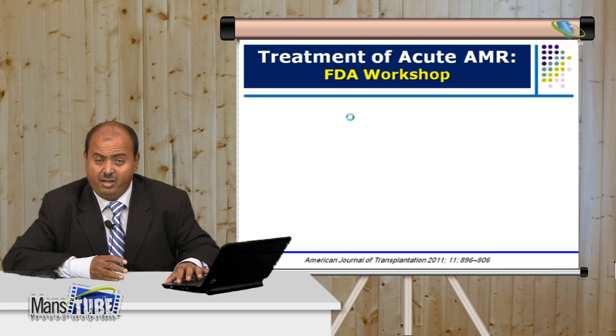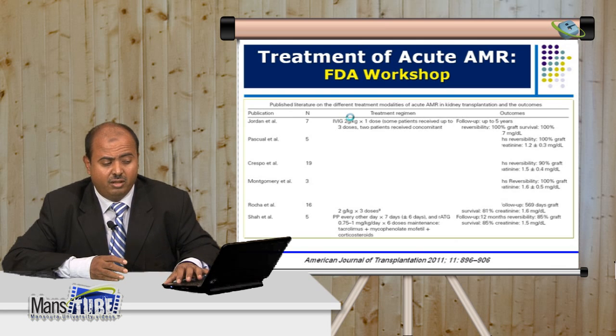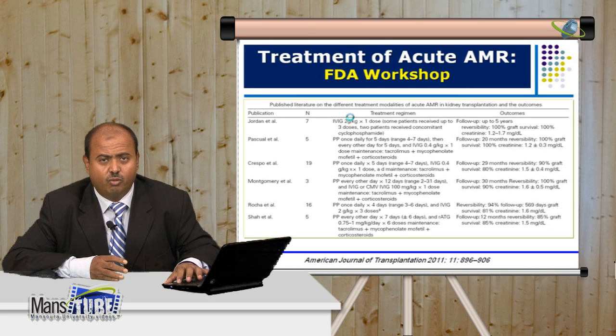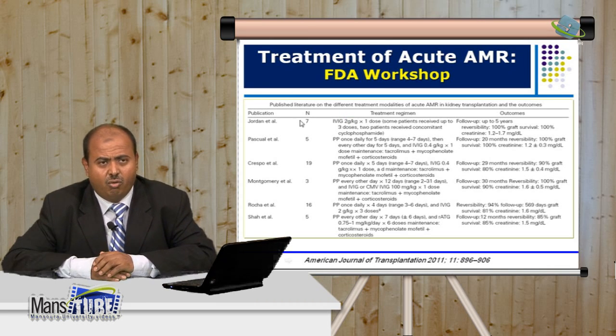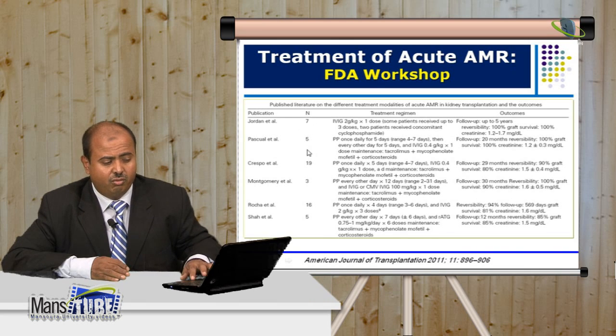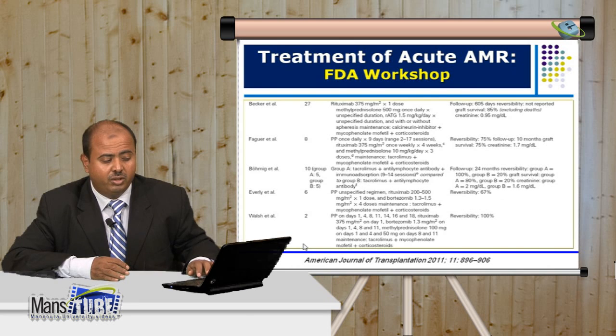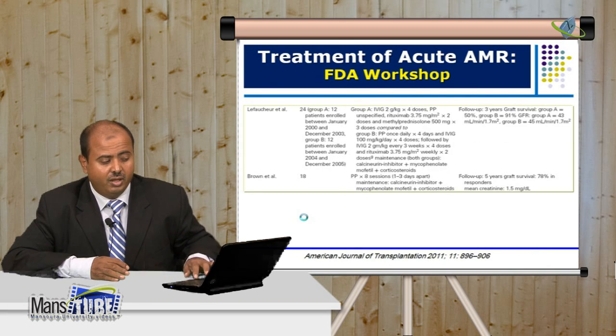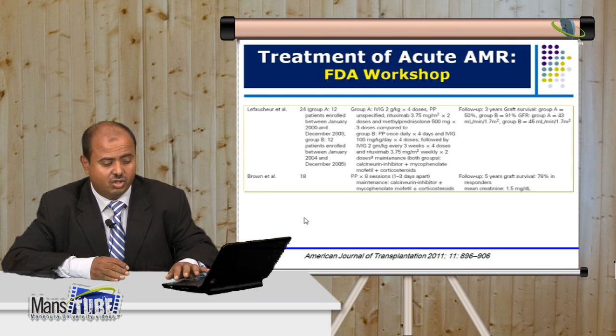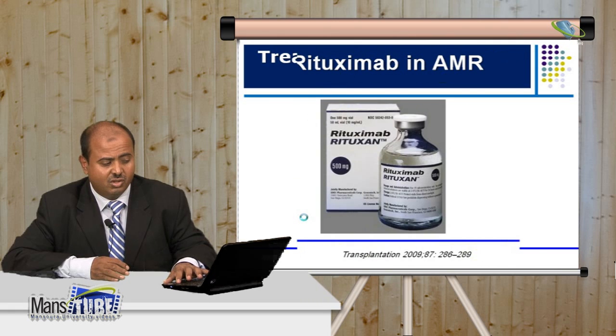There is an FDA workshop that discussed different modalities of treatment of antibody mediated rejections. It discussed all modalities I mentioned, but if you look at the number of patients included in each study, you'll find here 7 patients, 5 patients, 10 patients, 3 patients, 16 patients, 5 patients, and again the number of patients included in each study is not so big. So this summarizes the different modalities used in treatment of antibody mediated rejection.